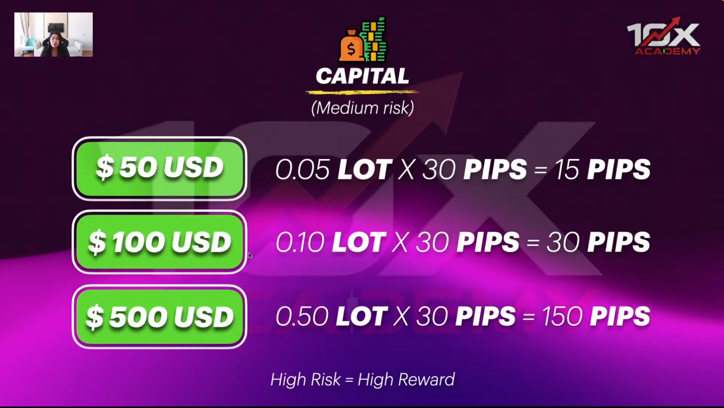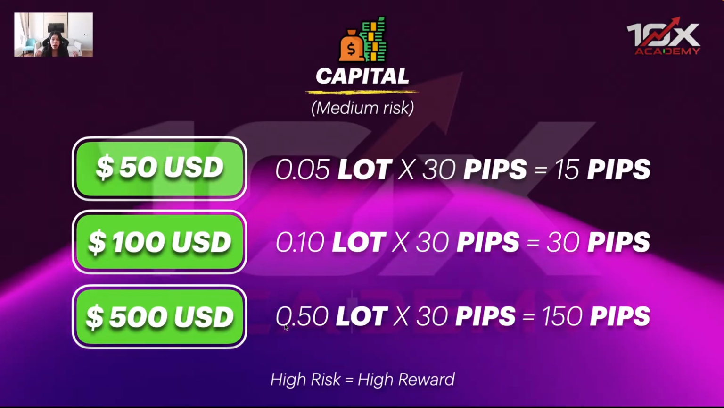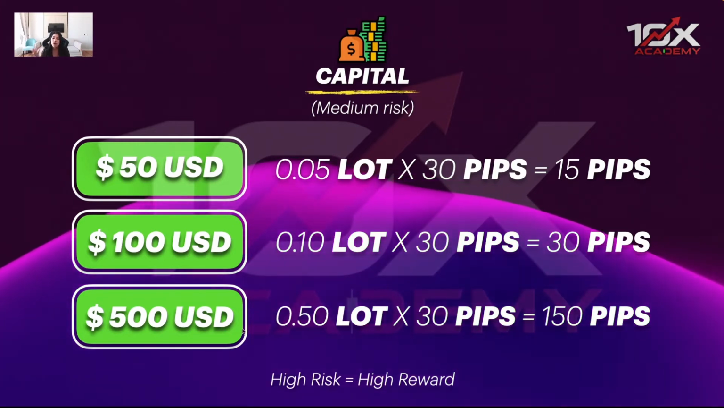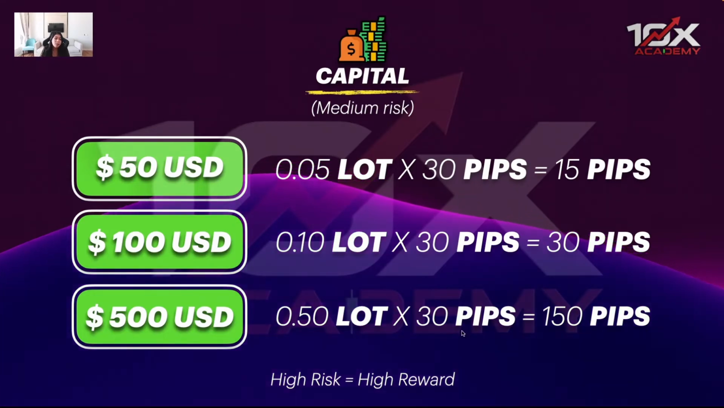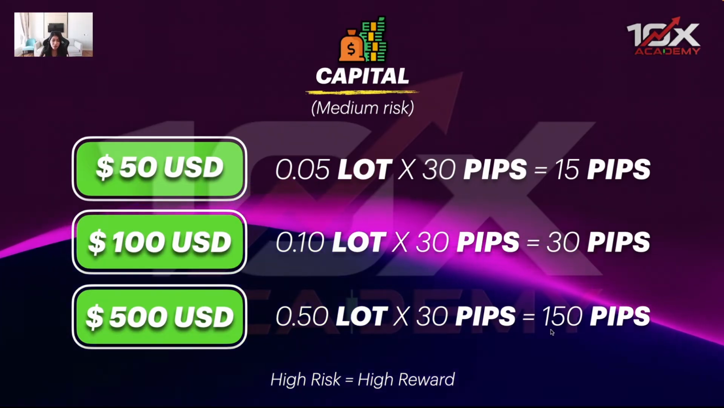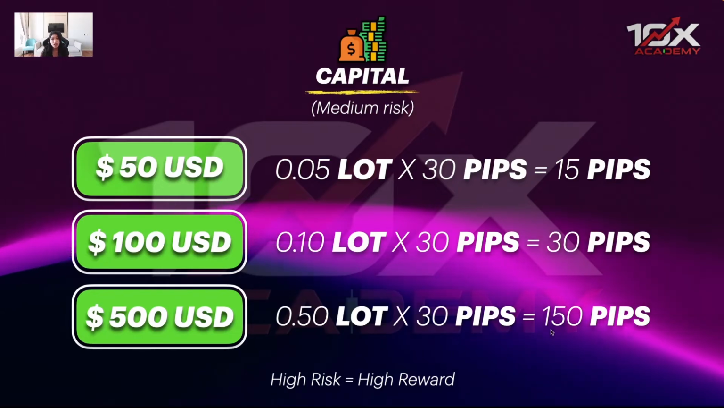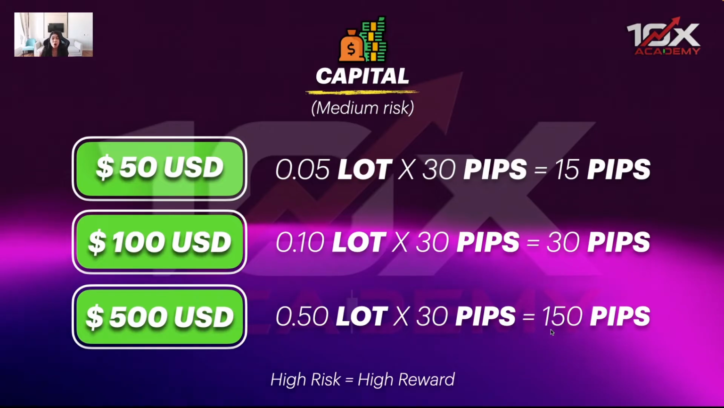Now let's say you deposit 500 US dollar. You can lay even more. So the bigger your capital, the bigger your reward will be. Why? Because you get to lay more. And if the price hits TP, for 500 US dollar, you get to lay up to 0.50 lot size times 30 pips. You get to enjoy 150 pips. So I hope you understand that the bigger your capital, the bigger your lot size that you can enter, the more you get to enjoy your profits.